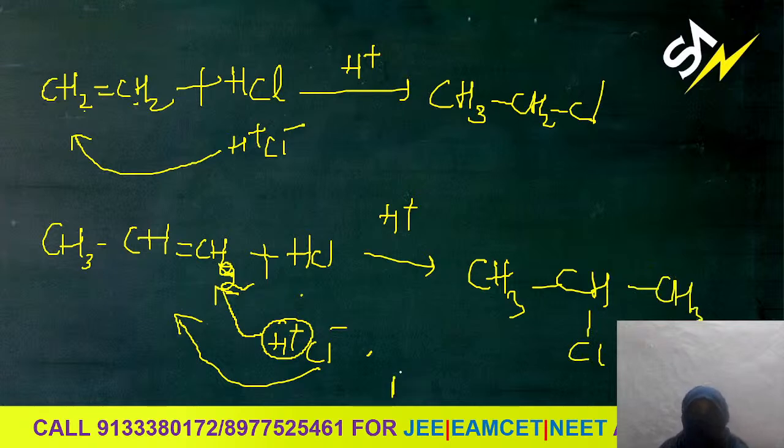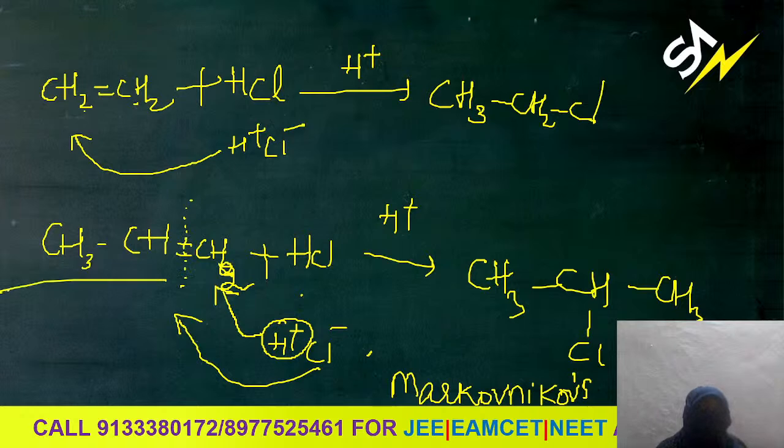This rule, we are not telling, they are telling. Who is telling? The scientist Markovnikov is telling. No need to know who this is. Simply remember that the scientist's name was Markovnikov. He said that the electrophile will go to the carbon containing more number of hydrogens. This rule is known as Markovnikov's rule. So what is Markovnikov's rule? The positive part of the reagent will go to the carbon containing more number of hydrogens in an unsymmetrical alkene. This is known as an unsymmetrical alkene.